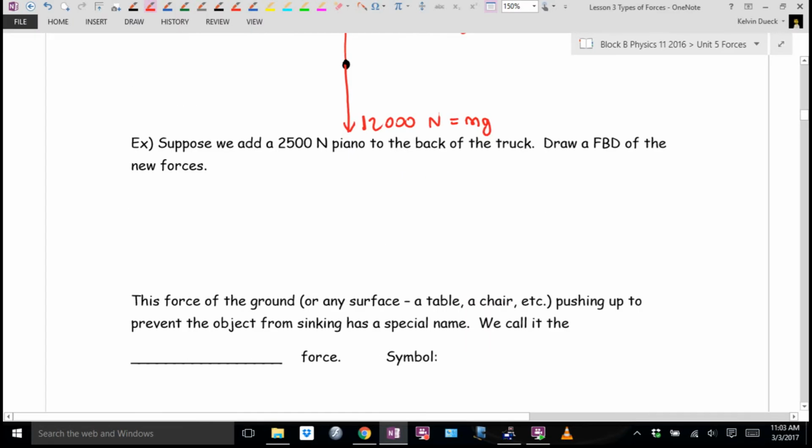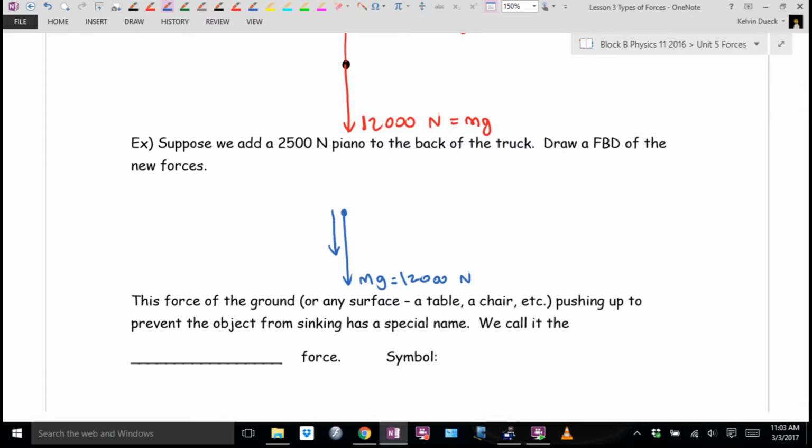Suppose we added a 2,500 Newton piano to the back of the truck. Draw a free body diagram of the new forces. There's the truck. What are the forces acting on the truck? Get the obvious one. mg, which equals 12,000 newtons. What else? Piano. Which way would the piano exert a force on the truck? Down. Now, since it's in the same direction, don't write this down. I don't like trying to draw something right on top because I'll miss it. So if it's another one in the same direction, I'll just put it beside, to the left or to the right, doesn't matter.